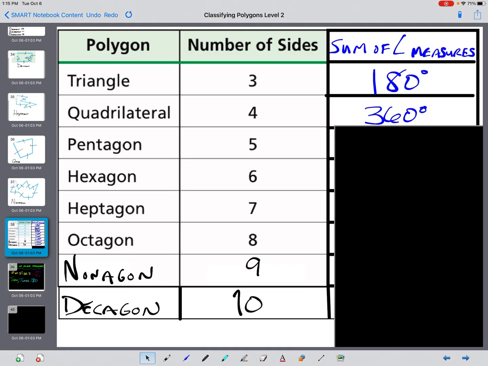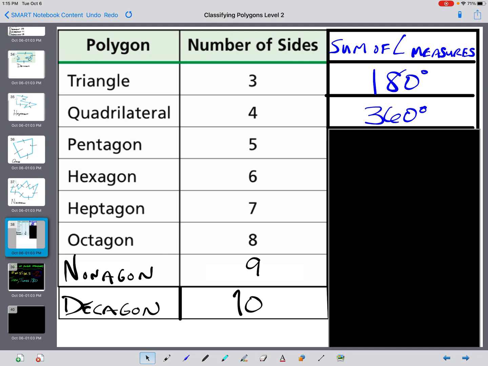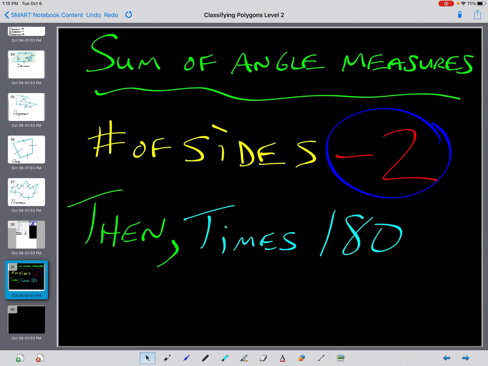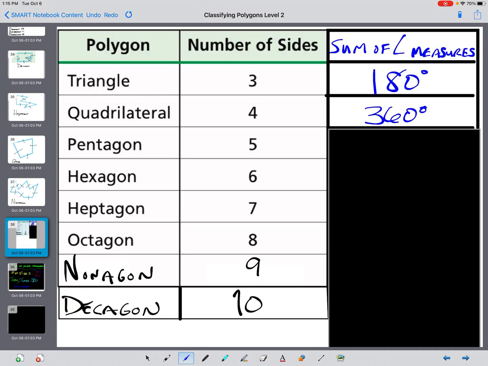So, example. Let's prove it out. A quadrilateral, we know it has four sides. If I'm right, if you subtract 2 from 4 and then multiply the answer by 180 to get the sum of the angle measures, then it should come to 360. So if you do 4 minus 2, that equals 2, right? And then multiply it by 180. That's correct. You do get 360.